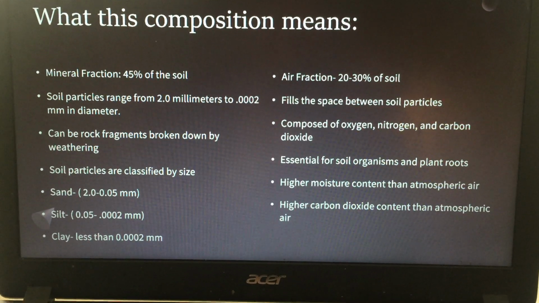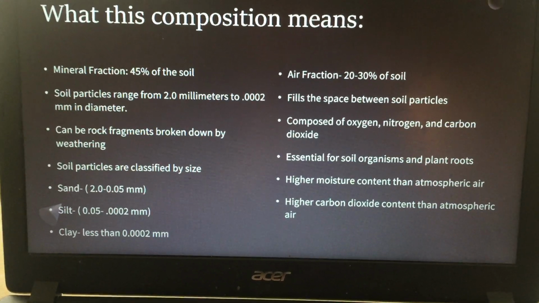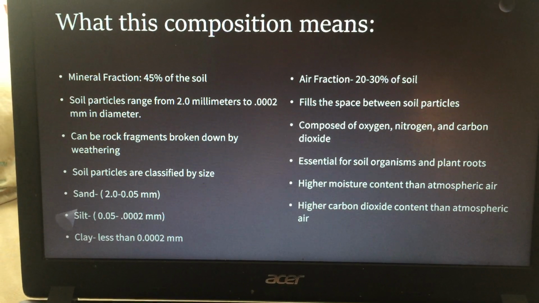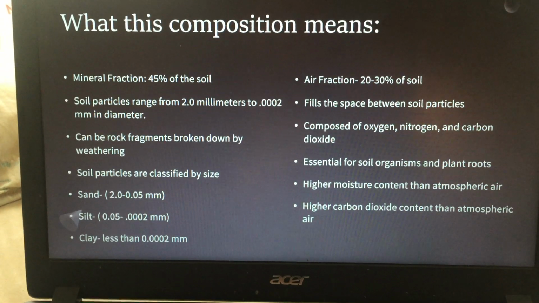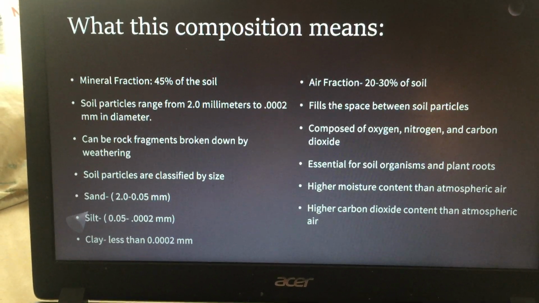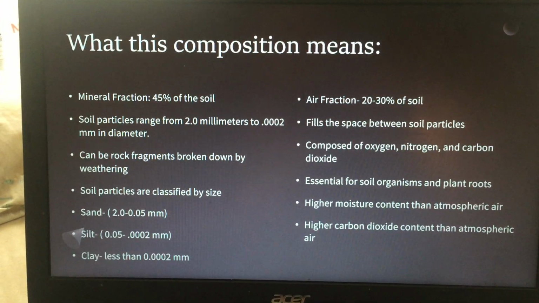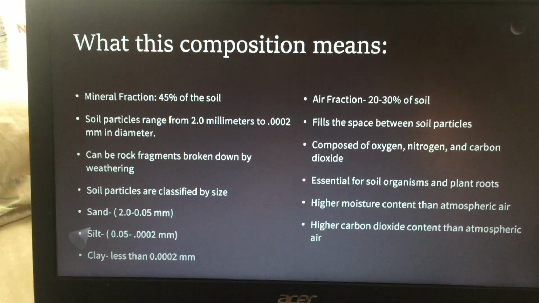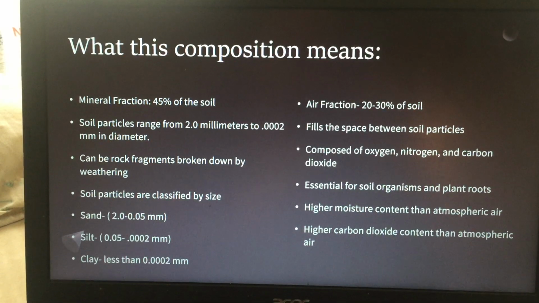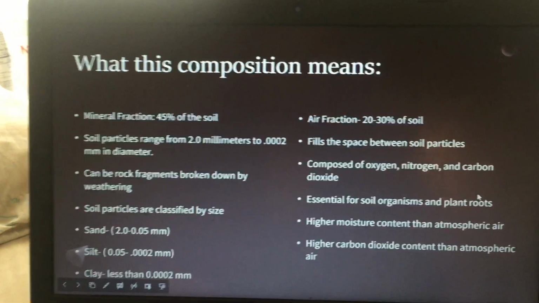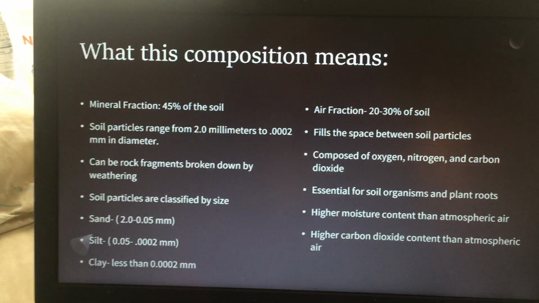The next part of the soil is we have the air fraction, and it's 20 to 30% of the soil, and it's going to fill the space between soil particles, and it's composed of oxygen, nitrogen, and carbon dioxide. So air is essential for soil organisms and plant roots because they do respire. And soil air has a higher moisture content and a higher carbon dioxide content because our roots are respiring constantly underneath the surface.